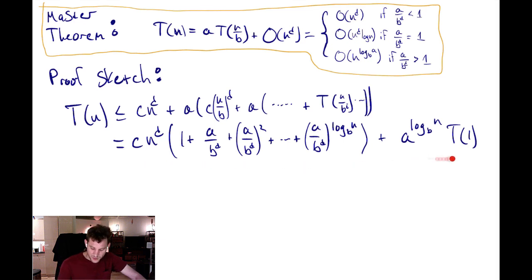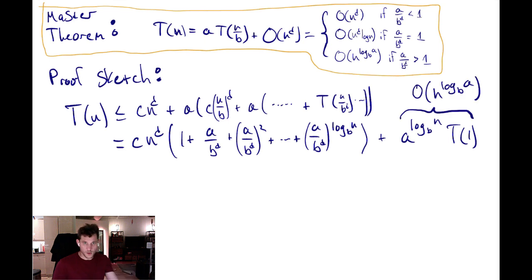Now the question is, how do we understand this quantity right here? We have a term on the left, a term on the right, and now we just have to reason about what this quantity is. The first thing we can do is notice that this term right here, a to the log base b of n times T(1), remember T(1) is just O(1), that's a constant. So this whole thing can be written as O(n^(log base b of a)). That's just using the log manipulation we taught you in a previous lecture. You can check that for yourself.